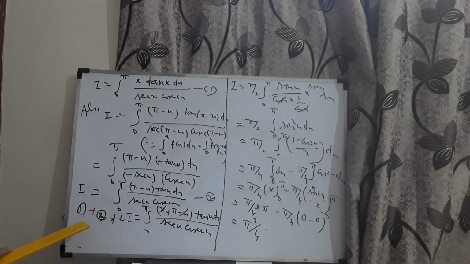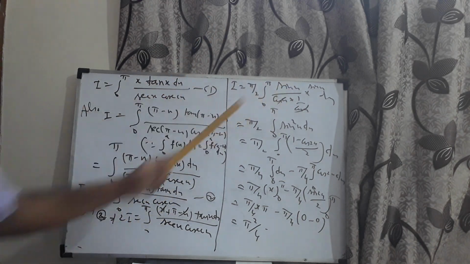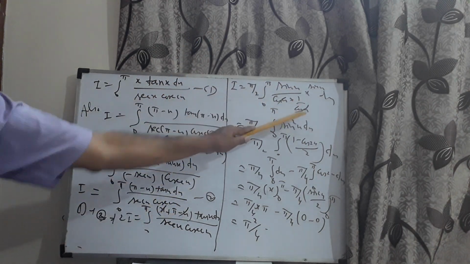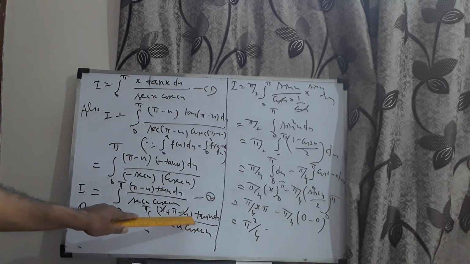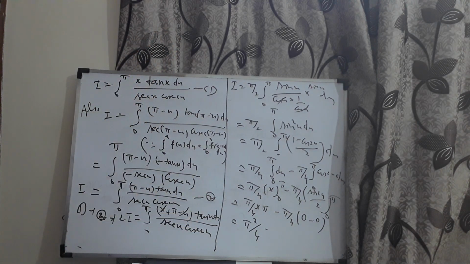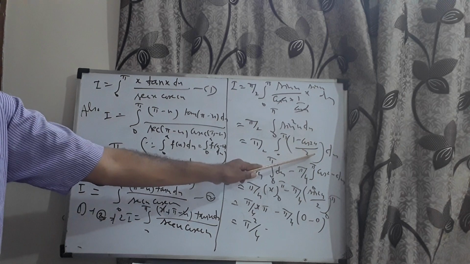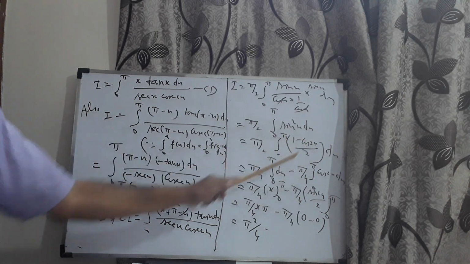If I add both 1 and 2, I'll have a common denominator, so I can add the numerators. Therefore I'll have x plus (pi minus x), making x get cancelled. Bring this 2 down. I is pi by 2 integral 0 to pi. Tan x can be written as sin x by cos x. Secant x can be written as 1 by cos x. Cosecant x taken to the numerator becomes sin x. Sin square x can be written as (1 minus cos 2x) by 2. Make it into two integrals.